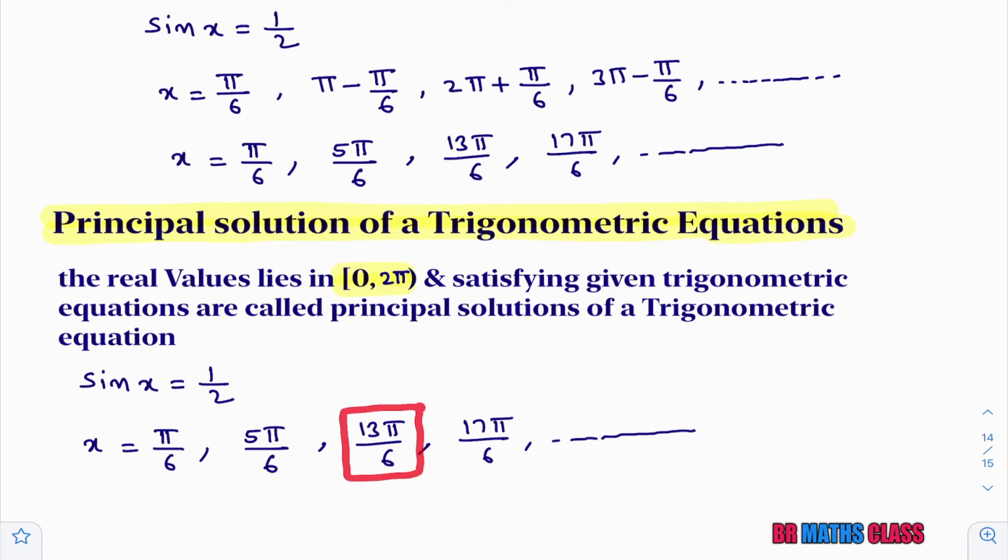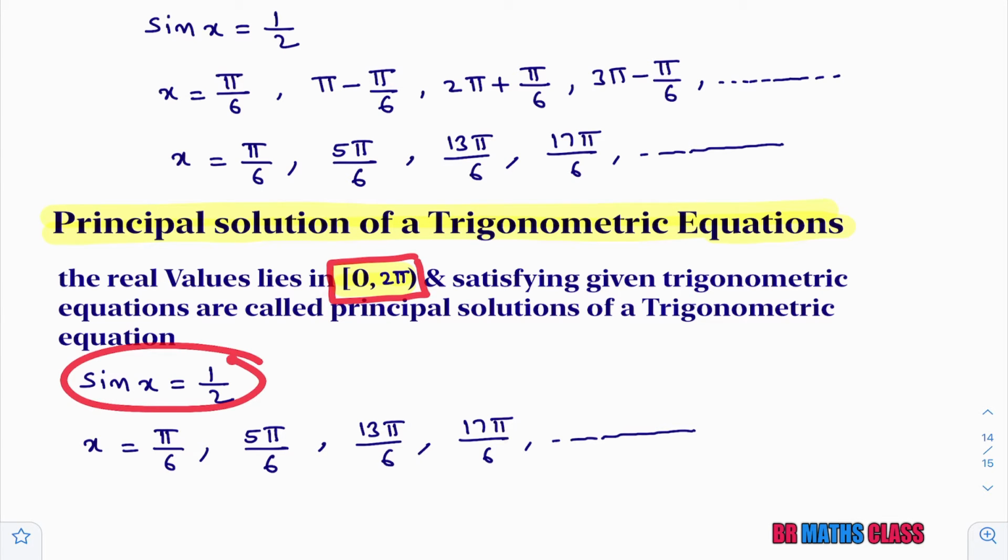You observe 13 pi by 6. Pi by 6 means 30. 30 into 13 is 390. 390 is not in this interval. 390 is not in between 0 and 360. Correct? So 390 is just a solution. 390 degrees is not a principal solution. So 13 pi by 6 is not a principal solution because it is not in this interval, closed 0, open 2 pi.